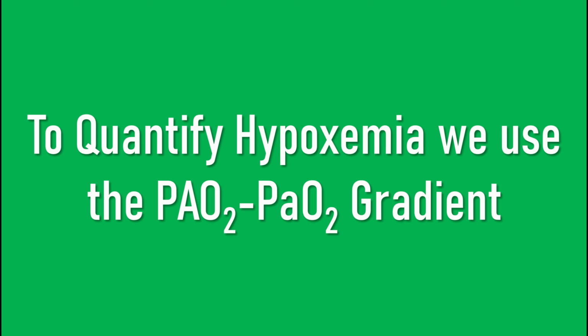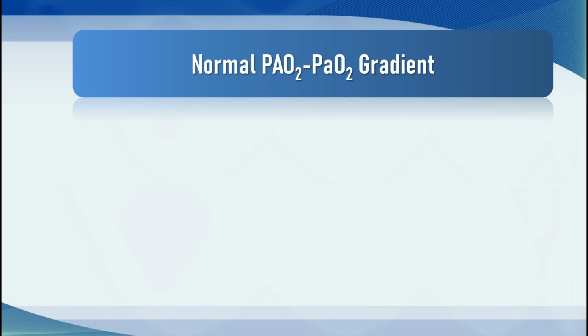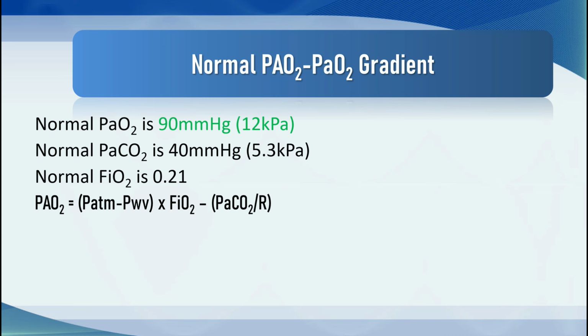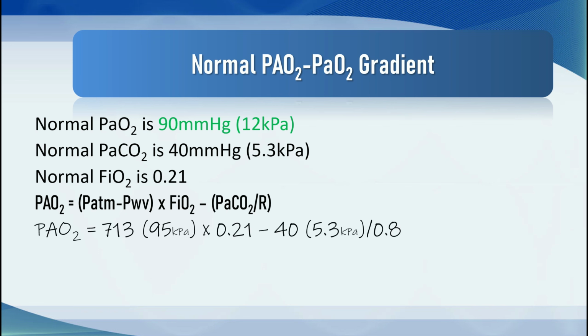To quantify hypoxemia, we need to use the alveolar to arterial PO2 gradient, the A minus a O2 gradient. In order to understand an abnormal A-a O2 gradient, you need to know what's normal. So let's look at that. The normal PaO2, arterial oxygen tension, is 90 millimeters of mercury or 12 kilopascals. The normal partial pressure of CO2 in arterial blood is 40 millimeters of mercury or 5.3 kilopascals, and the normal FiO2 is 21%, 0.21. We can feed this into our alveolar gas equation, knowing already what the water vapor pressure is. And this works out as follows.